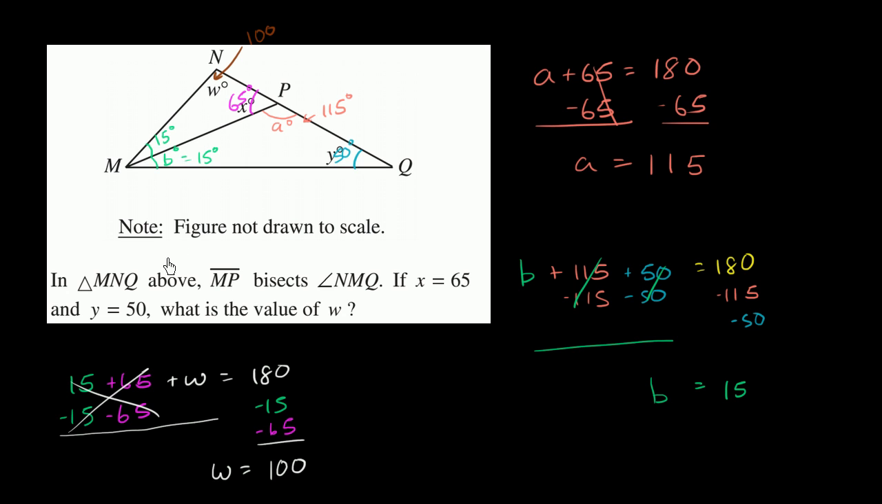Now, another way you could have done this is you could say, look, if that's 15 and that's 15, then this whole thing is 30 degrees. So this is 30, this is 50. So if we look at the larger triangle, triangle MNQ, 30 plus 50 is 80. So W has to get us to 180. So W has to be 100, or the measure of this angle needs to be 100 degrees.